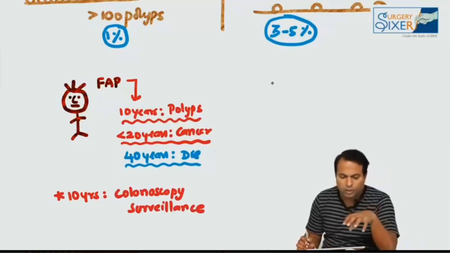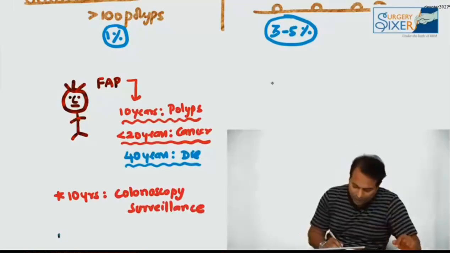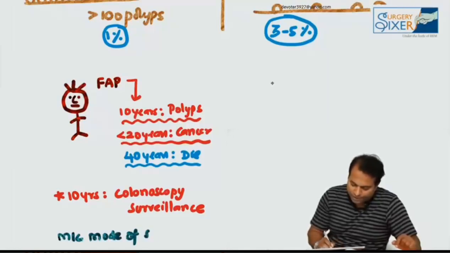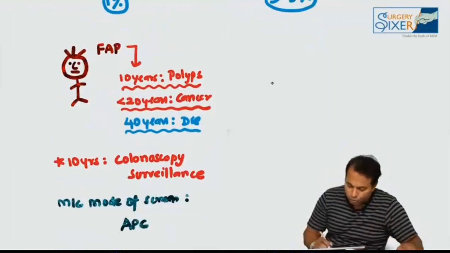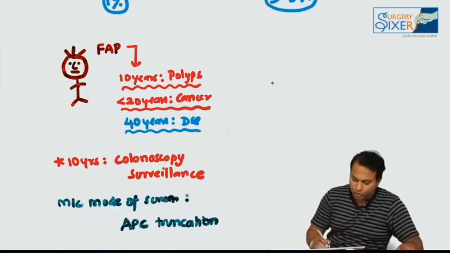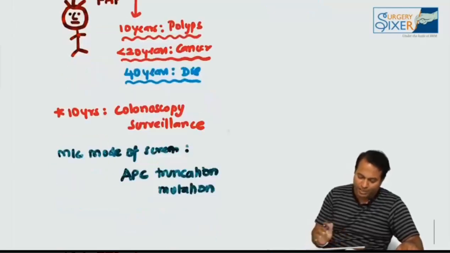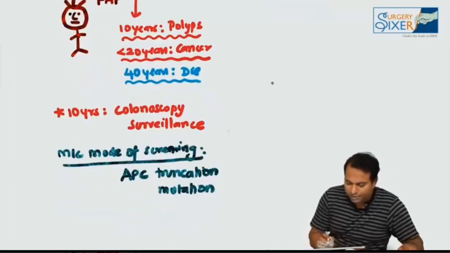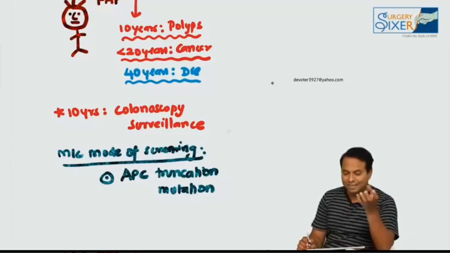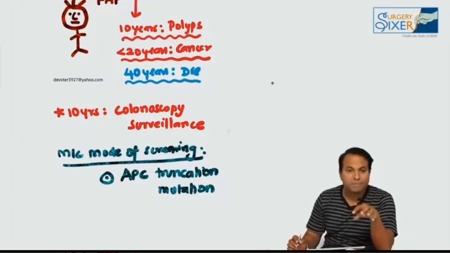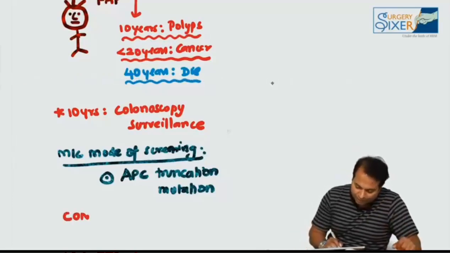So how to diagnose or how to screen for FAP? The most common mode of screening is by testing for APC truncation mutation. If you suspect there is FAP, you should do APC truncation mutation. This is an MCQ asked from pathology. You have to look for APC truncation mutation as a screening method to diagnose familial adenomatous polyposis. If you want to confirm, you detect the APC mutation by DNA sequencing. Confirm by DNA sequencing. Please don't forget this.